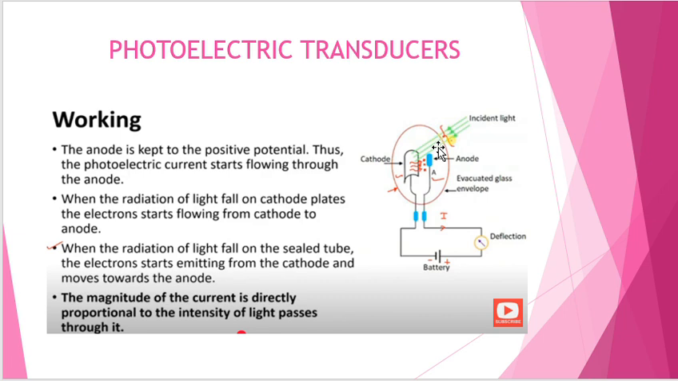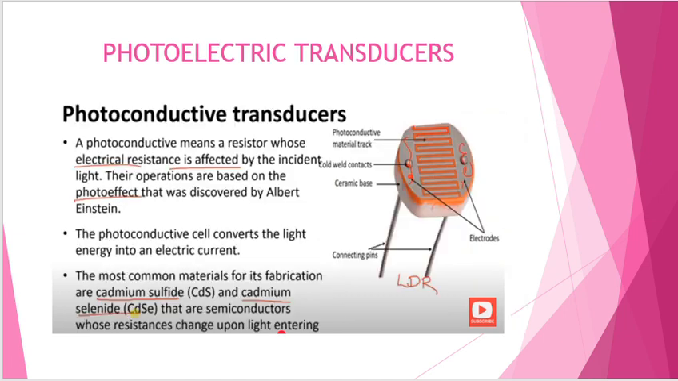The next type of transducer is the photoconductive transducer. Its working principle is pretty simple. When light hits it, the resistance changes. As soon as light hits it, the resistance goes up or down, so we can say it's light dependent. Basically, this works on the photoelectric effect that Einstein talked about.